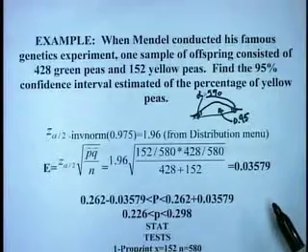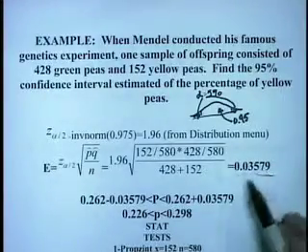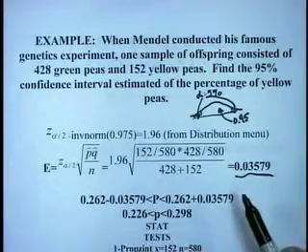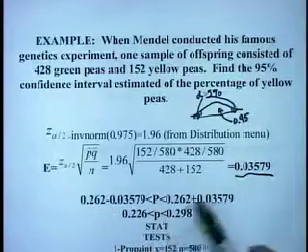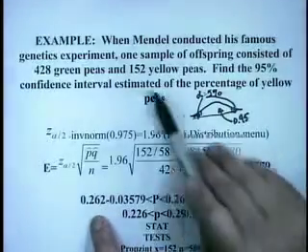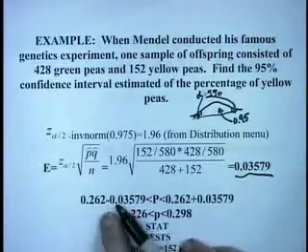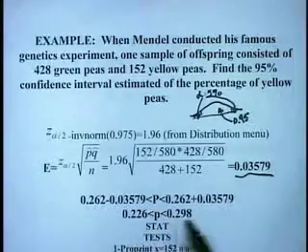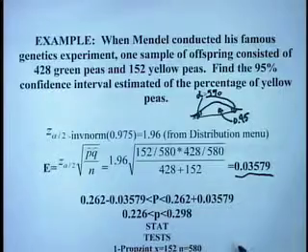So you may choose to do that using the formula. And then this is your error estimate. What you need to do is subtract this from 0.262, which happens to be the proportion of the yellow peas, and then add the error estimate, and you get an interval of 0.226 to 0.298 for the p.